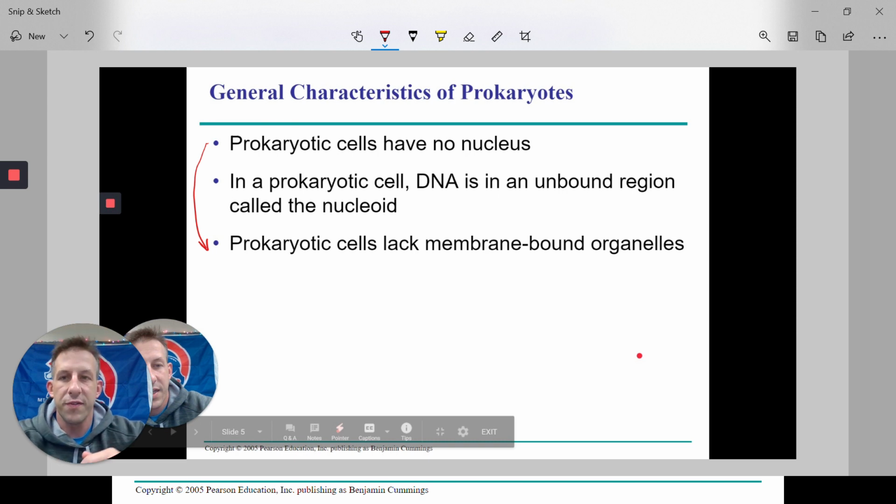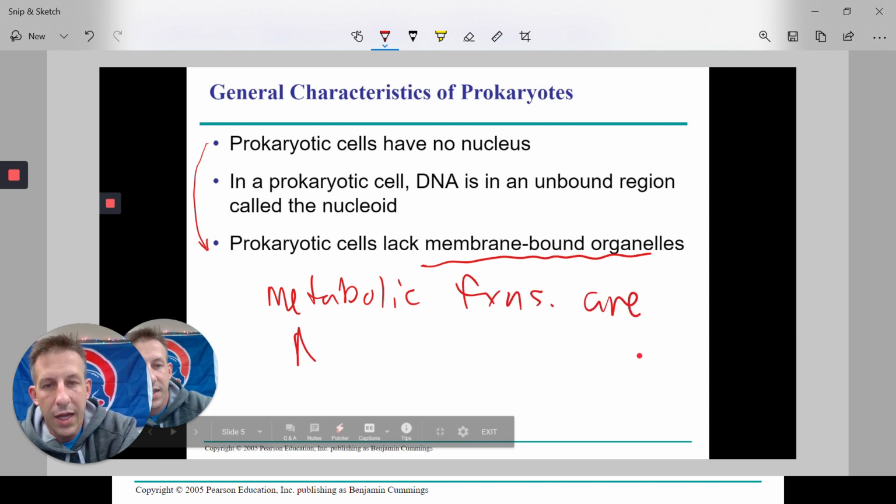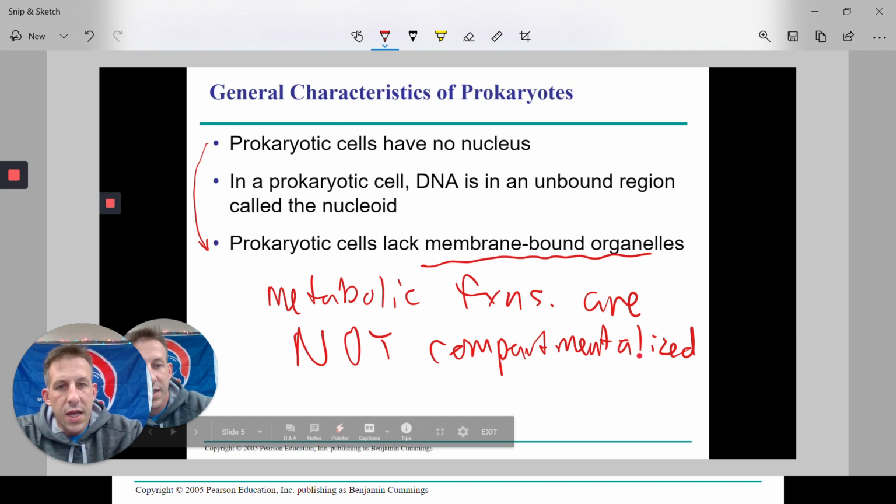Okay, and so the fact that prokaryotes have no membrane-bound organelles means that their metabolic functions are not compartmentalized. Terrible handwriting, but that's what I get for trying to do it on a computer screen. The metabolic functions are not compartmentalized.